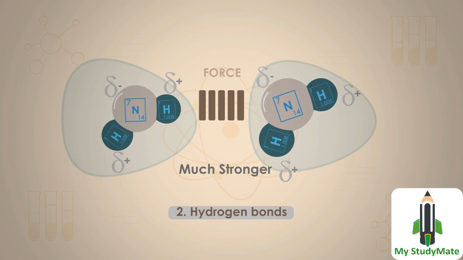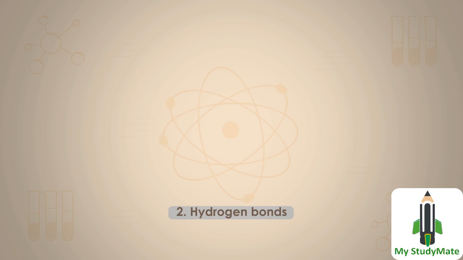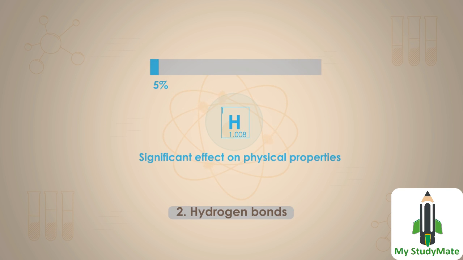So a hydrogen bond is an attraction between the H delta positive of one molecule and the delta negative on the lone pair of a fluorine, oxygen or nitrogen atom of a neighboring molecule. Even though the hydrogen bond has only about 5% of the strength of a covalent bond, it does have a significant effect on the physical properties of compounds. For example, were it not for hydrogen bonds, both water and alcohol would be gases at room temperature and pressure.